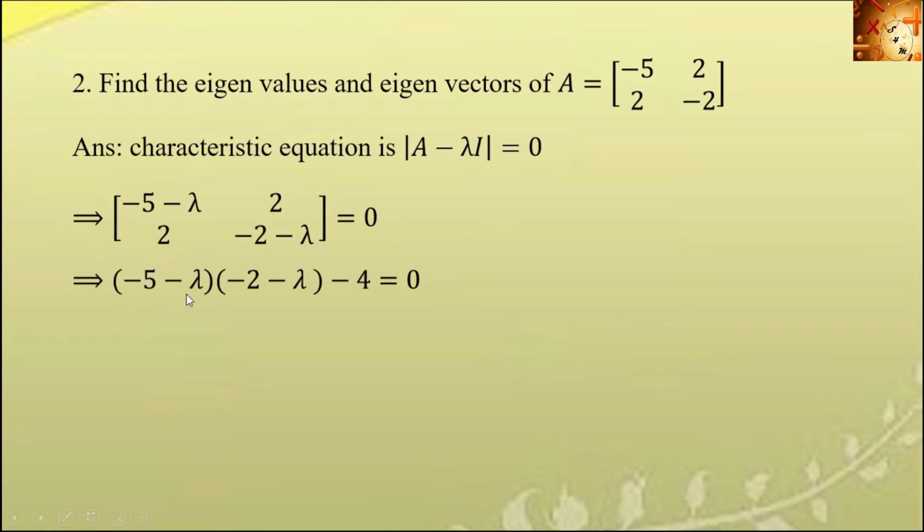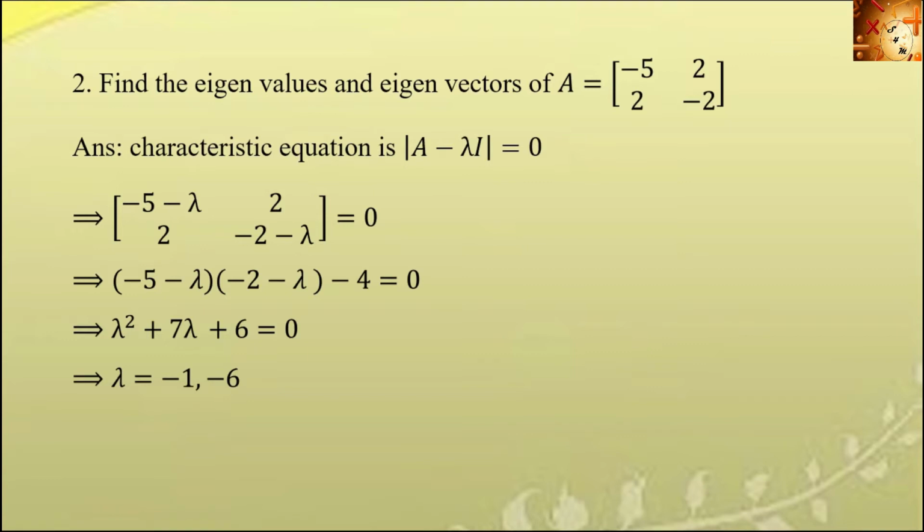So (-5 minus lambda)(-2 minus lambda) minus 4 equal to 0. Solving this, we get lambda square plus 7 lambda plus 6 equal to 0. That is lambda equal to -1 and -6. So these are the eigenvalues.